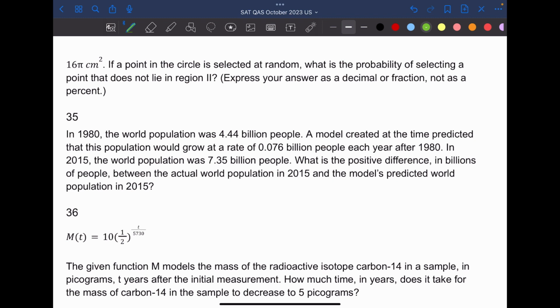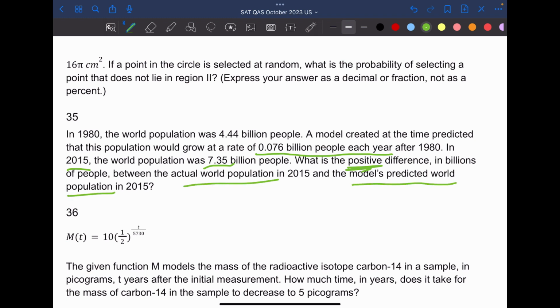In 1980, the world population was 4.44 billion people. A model created at the time predicted that this population would grow at a rate of 0.076 billion people per year. In 2015, the world population was 7.35 billion people, and then the question is asking us for the positive difference in billions of people between the actual population and the model's predicted world population.